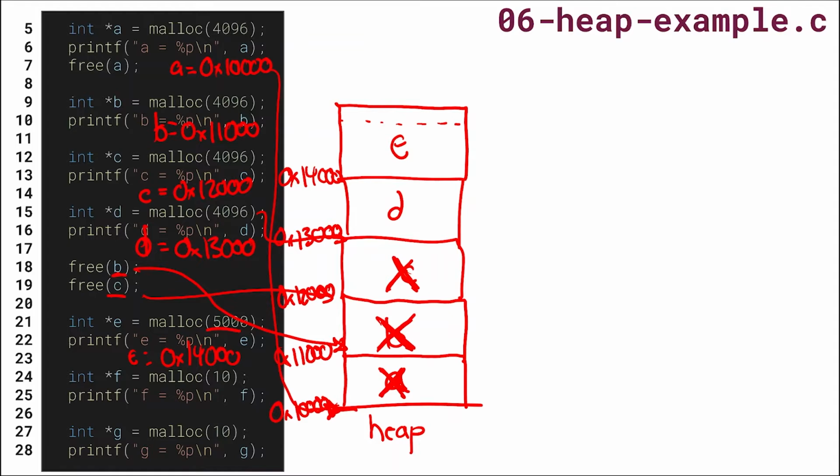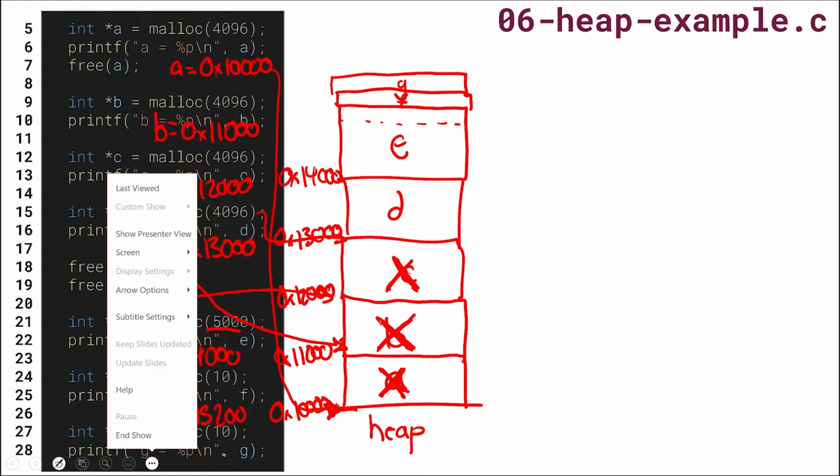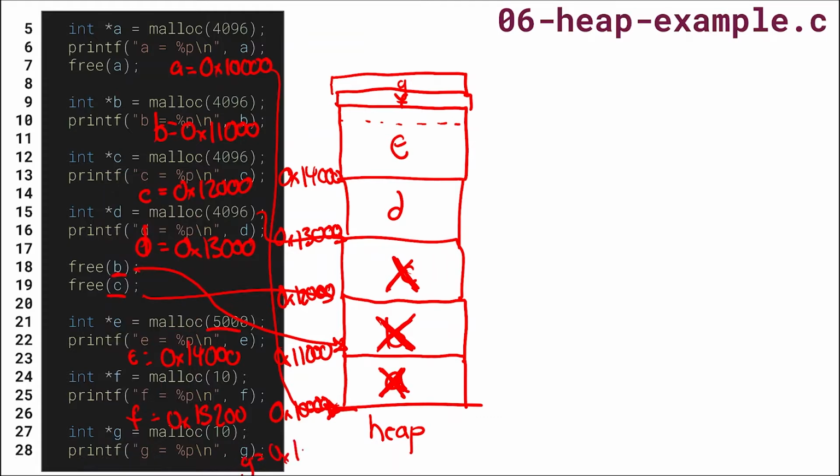And then we go ahead and do F. F is equal to malloc of 10. So here at the very top, we can stick a tiny little block of F and a tiny little block of G. So these are both 10, and F is going to have an address like 0x15200. We got to have enough space to store all 5,000 bytes. And then G might have an address of 0x15300 or something. Some address past the end of F.